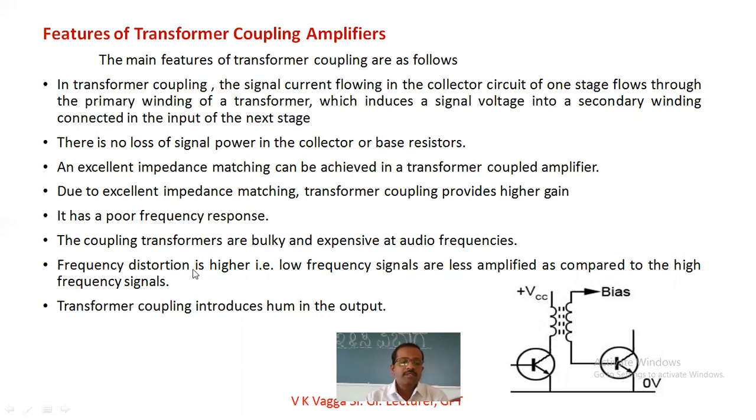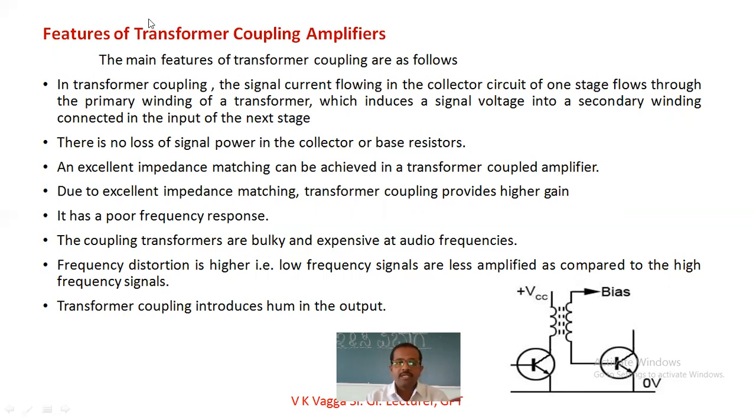And the frequency distortion is higher: low frequency signals are amplified less compared to the high frequency signals. So it is mainly applicable for high frequency amplifiers, because it has less frequency distortion there. Okay, and the transformer coupling may introduce a hump in the output. It may generate slight variations in the output with humps. These are all the features of the transformer coupling amplifier.